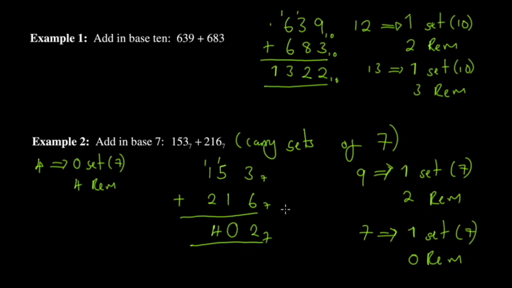So here we got 7. 7 means 1 set of 7. That's what we are carrying. We carry the sets. And then the remainder, that's what we write. And then here you get 4. 4 means 0 sets of 7. So you're not carrying anything. And then you have to leave the remainder, which is 4 for our case.